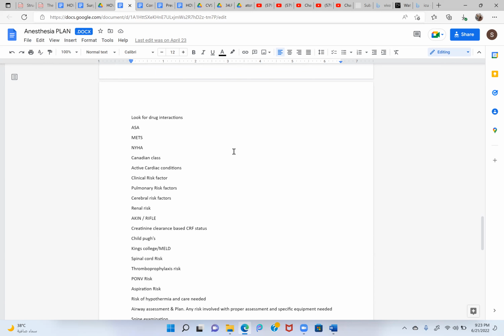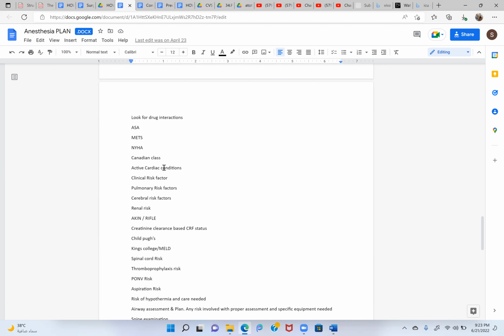3 or 4 is active cardiac condition, and 1 and 2 is clinical risk factor. Similarly, Canadian class 1 and 2 is clinical risk factor, and 3 and 4 is active cardiac condition. Active cardiac condition means you have acute or recent MI. Acute MI is within 7 days. Recent MI is within 30 days.